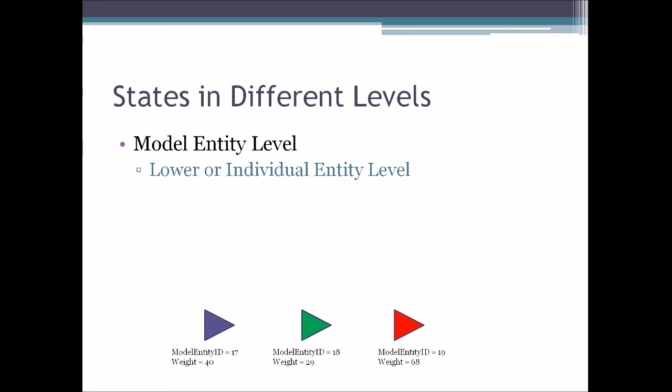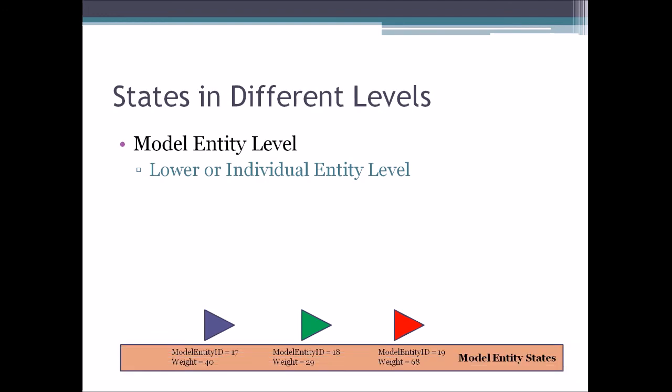Simio is not going to know that your model wants to look at the weight of each entity, so you have to create this state and assign the value yourself. Try to imagine that each entity has a badge pinned on their shirt with their unique traits, such as their model entity ID, which was assigned by Simio, or weight, which you wrote on their badge yourself. These unique states are created on the model entity level.